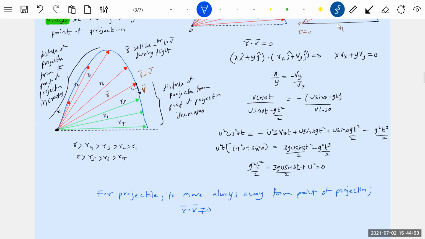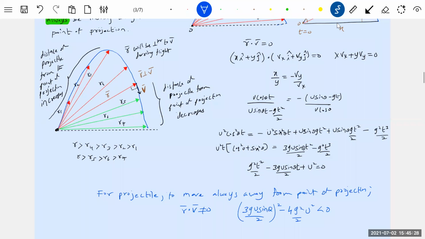So for this, the roots should not be real. So for that, the discriminant should be less than 0. Therefore, here 3u g sine theta by 2, b square minus 4ac, 4 g square by 2 u square should be less than 0. Please do follow. This is very important now.